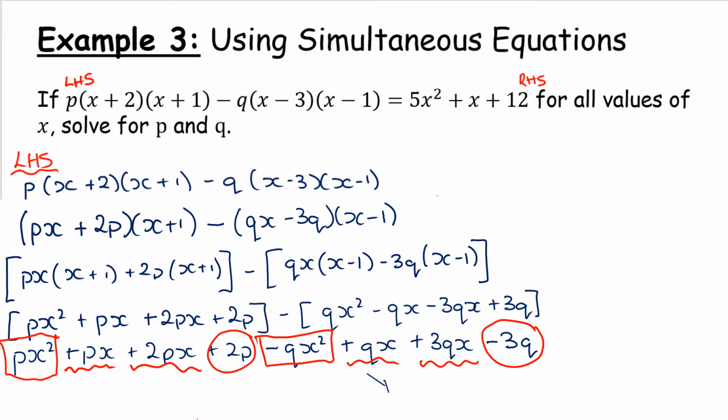That should all, according to the question, be equal to 5x squared plus x plus 12, which is my right hand side from the question. Again, doing the same idea, there's an x squared term, there's an x term, and there's my constant or my non-x term. I'm now going to equate each of those.